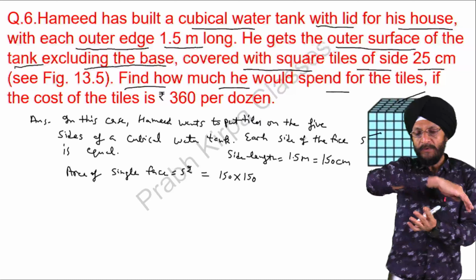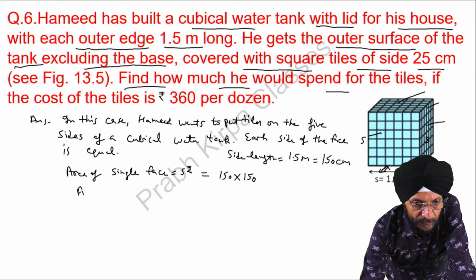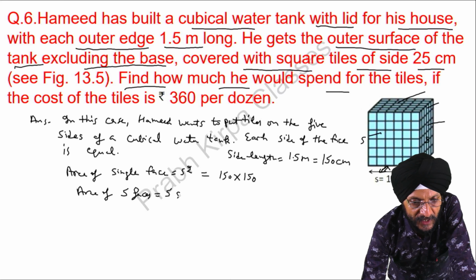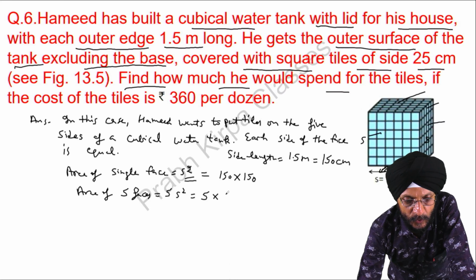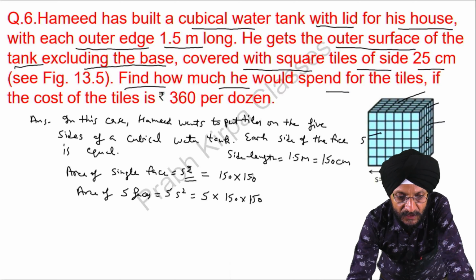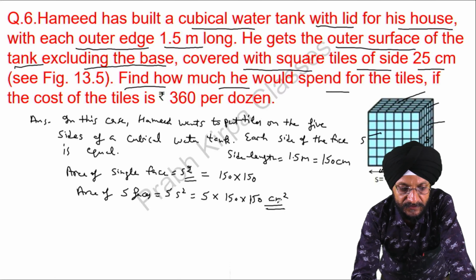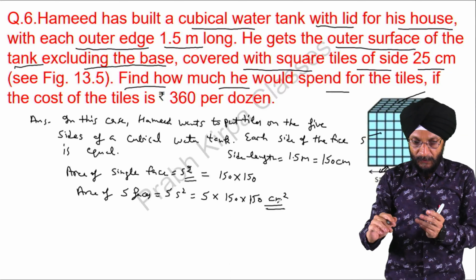So now we will calculate the area of five faces. Area of 5 faces is 5s square. In other words, 5 into s square, and the value of s square is 150 into 150. This is the value of the area of all these sides, 5 faces, excluding the bottom.